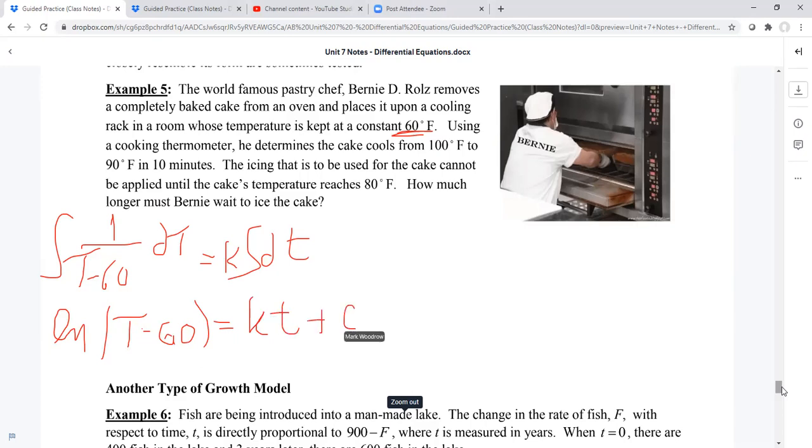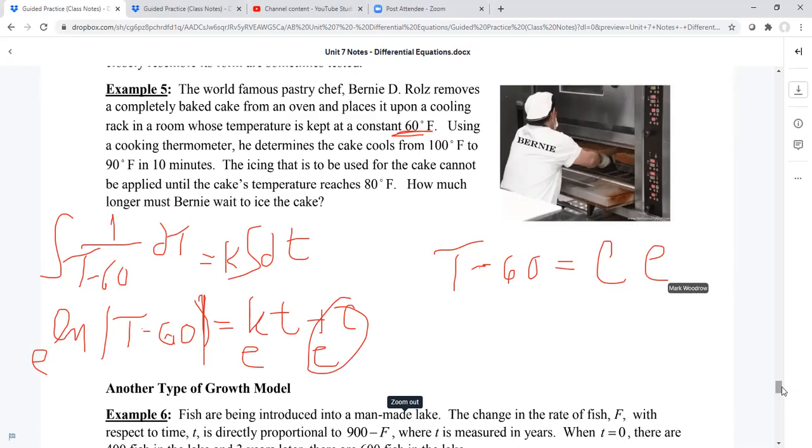So now I want to solve this for capital T. That's supposed to be an absolute value symbol there. So I have e over here, e over here. So that's going to be capital T minus 60 is going to equal, again, this e becomes that e to the c, and that whole thing becomes this new c I just wrote in over here, e to the kt power. And I could go ahead and add that 60 over, but I'm just going to leave it right there for now.